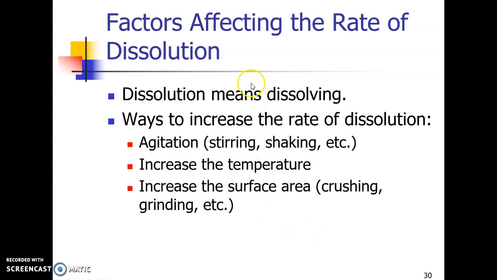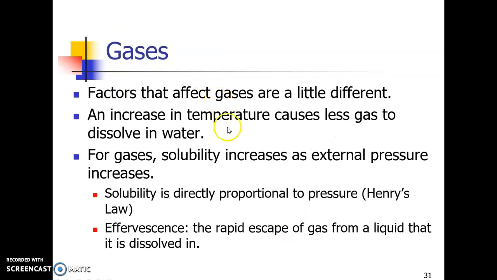Alright, so some things that affect the rate of solution. By the way, dissolution is another term that just means dissolving. So some of the ways you can increase the rate of dissolving for solids anyways is to shake or stir, to increase the temperature. That's why you probably add your sugar to your sweet tea when the tea's still hot. And then increase the surface area, so crushed or powdered sugar dissolves much faster than cubes of sugar, for example. Alright, gases are a little bit different.